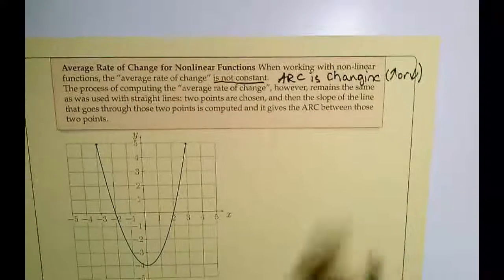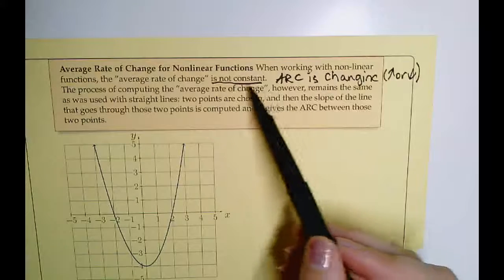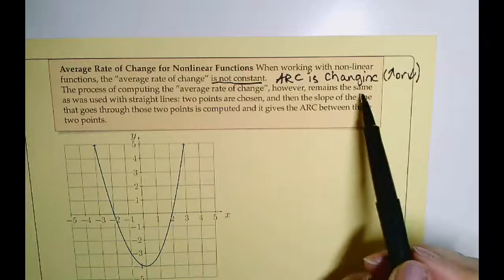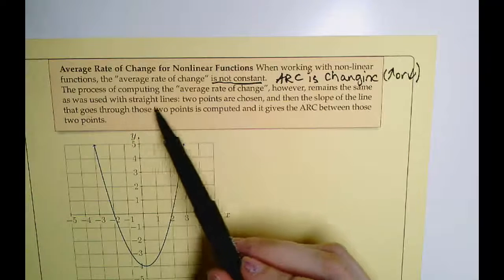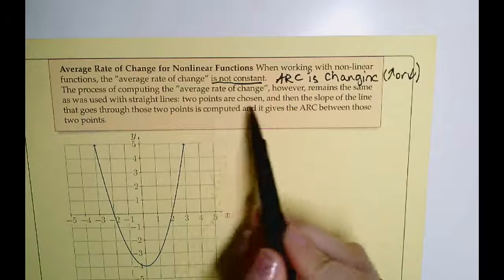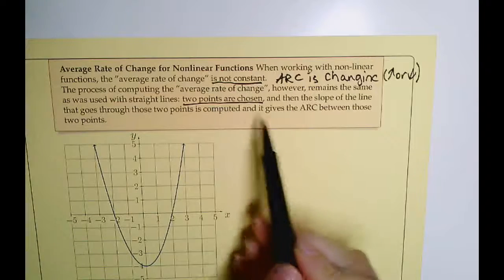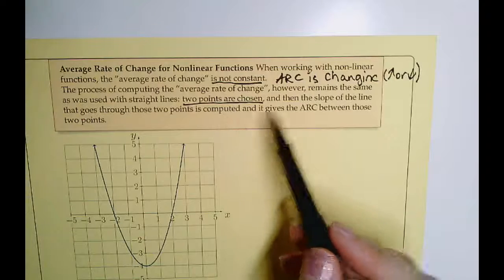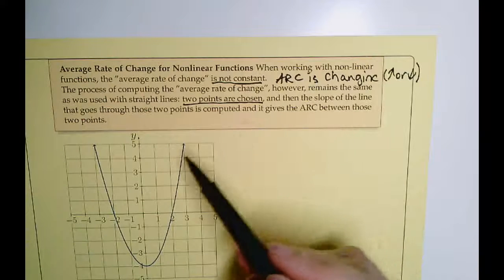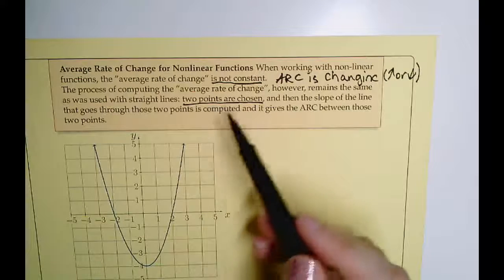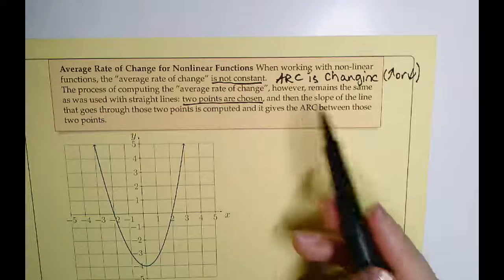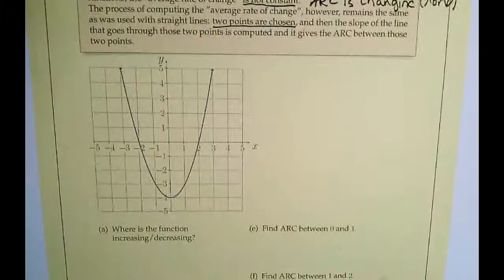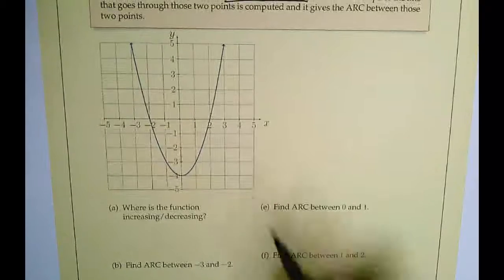Okay? So how do we find the average rate of change for nonlinear functions? The process of computing the average rate of change is the same as we are used to with straight lines. So you choose 2 points, x1 and x2, with their respective y values, f of x1 and f of x2, and then the slope of the line that goes through those 2 points, which is called a secant line, is computed, and that gives you the average rate of change between the 2 points. So let's see what I mean by that. Let's look at this parabola.